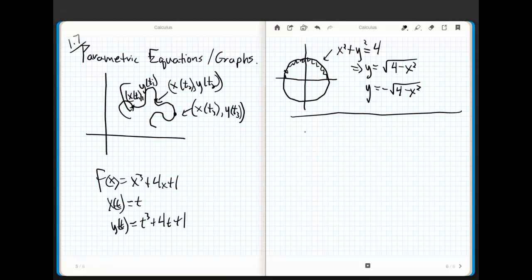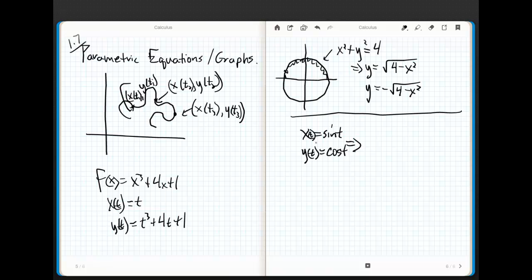Now, I'm going to show you a little something here. Let's say that x of t equals sine of t, and I let y of t equal cosine of t. Now, this is going to seem like a non sequitur. It's like, why are you talking about these things? I'm going to show you something here.